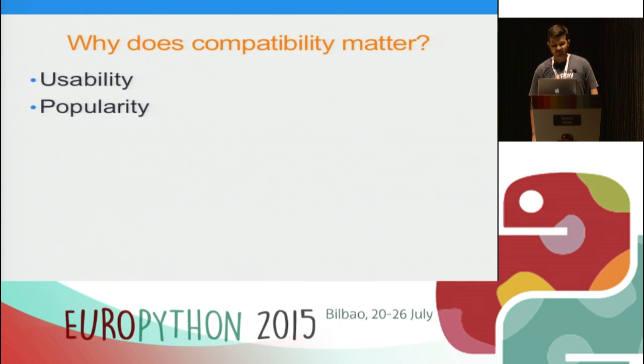Secondly, usability helps drive popularity. When there's no barriers to entry to actually use your program, it helps widen the range of possible users. Many popular Python programs out there, such as Django, Flask, Requests, they all have compatibility across a bunch of different operating systems and Python versions.